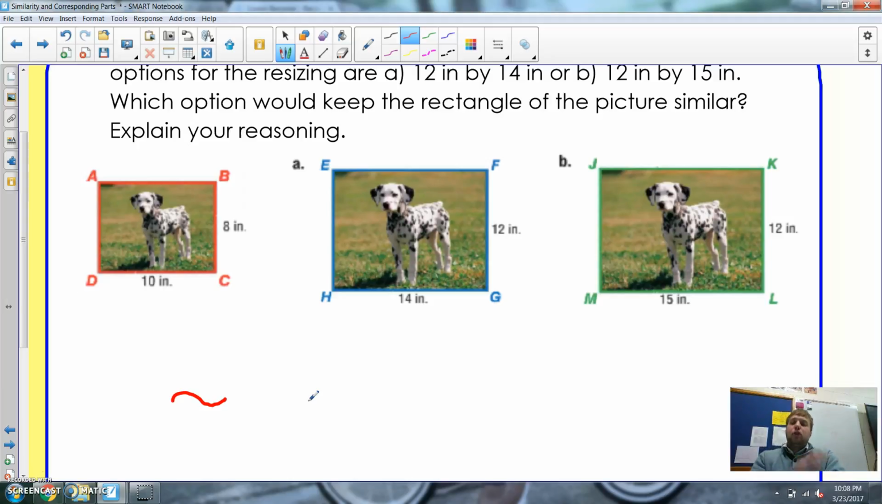So, what are the two things we needed to check for an object to be similar? If you need to, look in your notes and write now. We need to make sure that the angles are the same. And we need to check that the proportions are equal to the scale factor. So all the side lengths equal the scale factor. Sides equal scale factor.